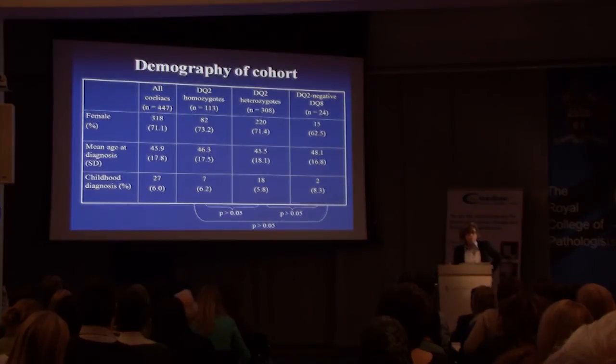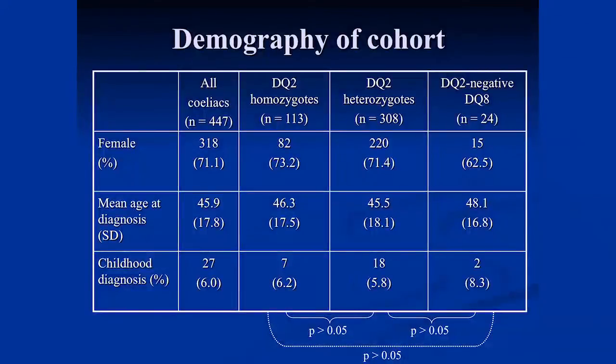The proportion of females that were DQ2 homozygotes did not differ to the proportion of females that were heterozygous for DQ2 or those that were DQ8 carriers. Mean age at diagnosis was similar, whether there was a carriage of DQ2 or whether there was carriage of DQ8. Proportion of celiacs presenting with a childhood diagnosis of celiac disease was similar, whether there was a single copy of DQ2, a double copy of DQ2, or whether DQ8 was carried.